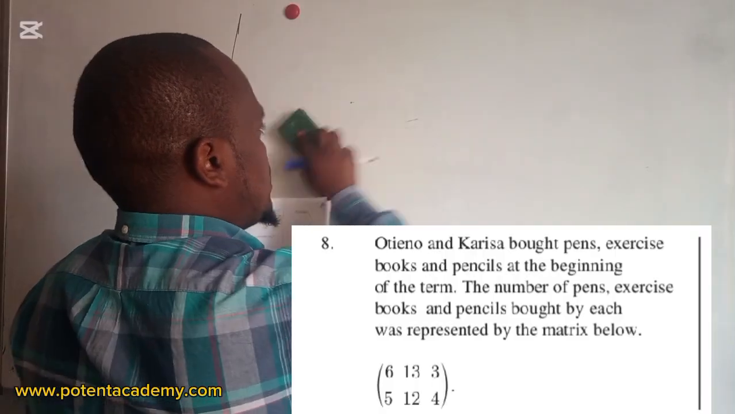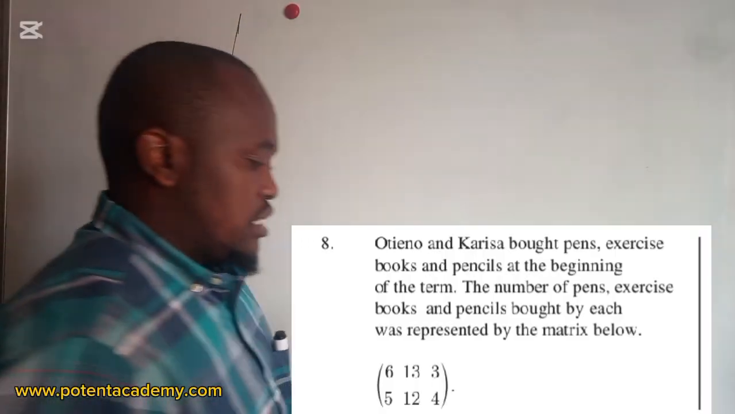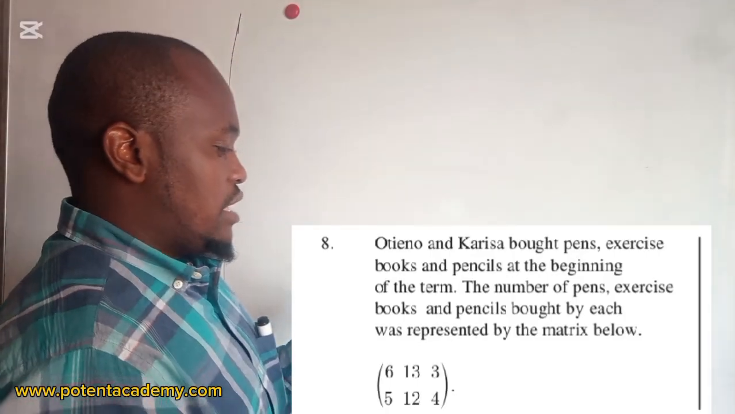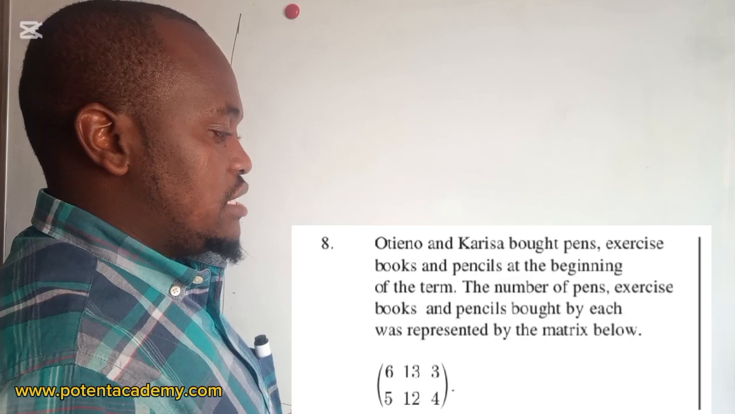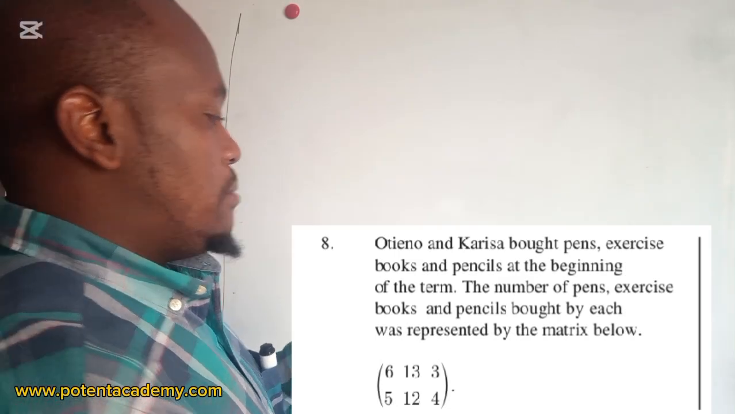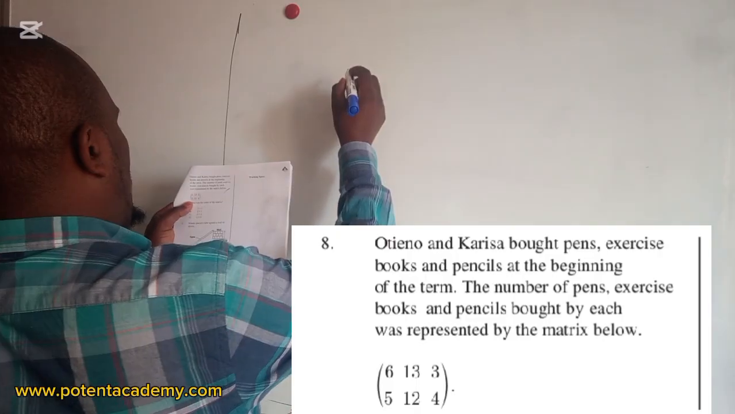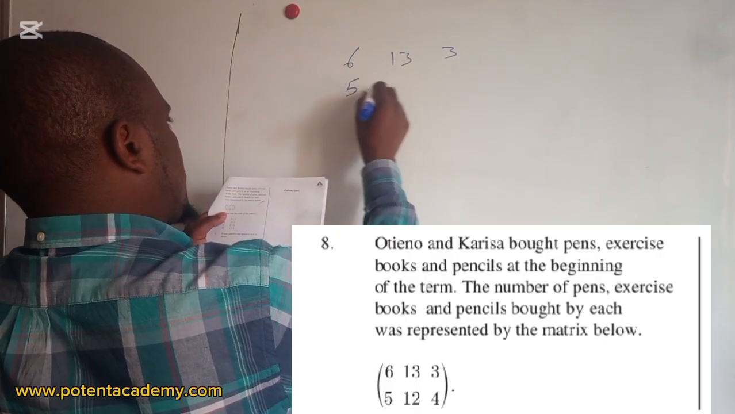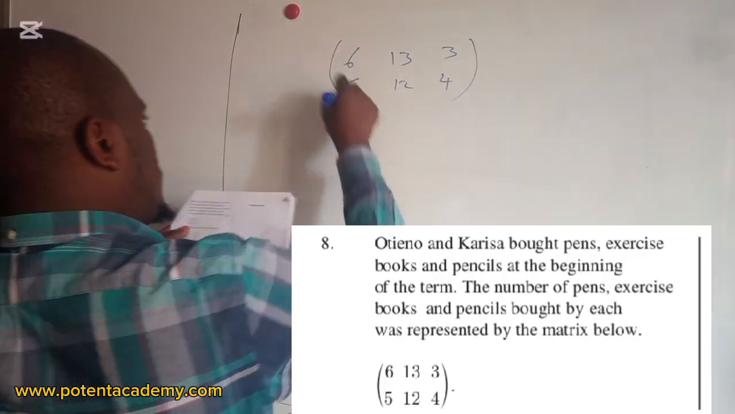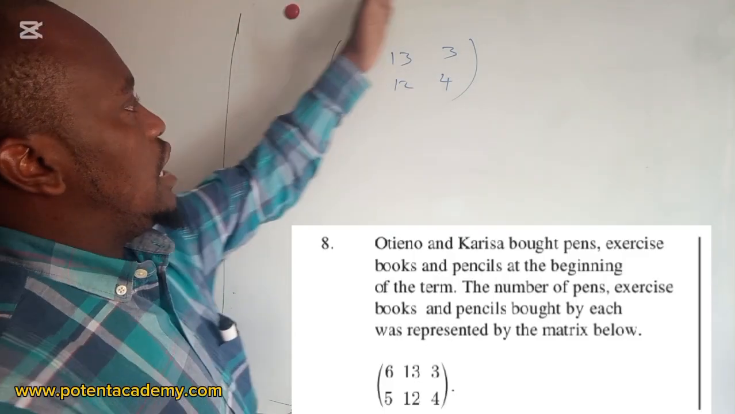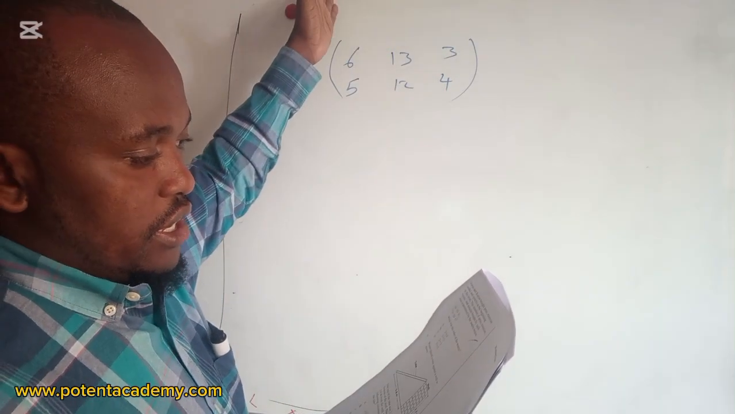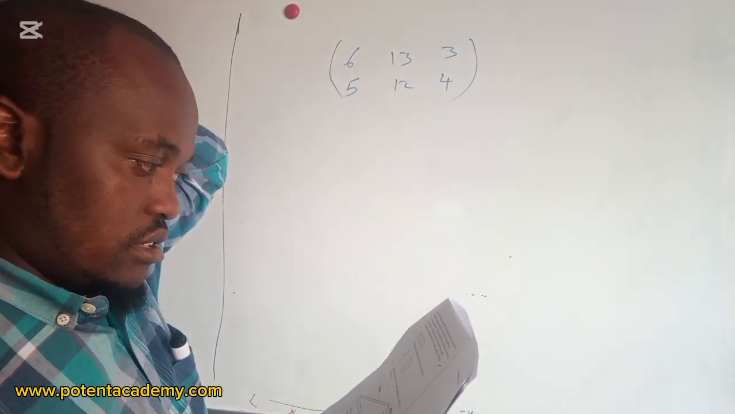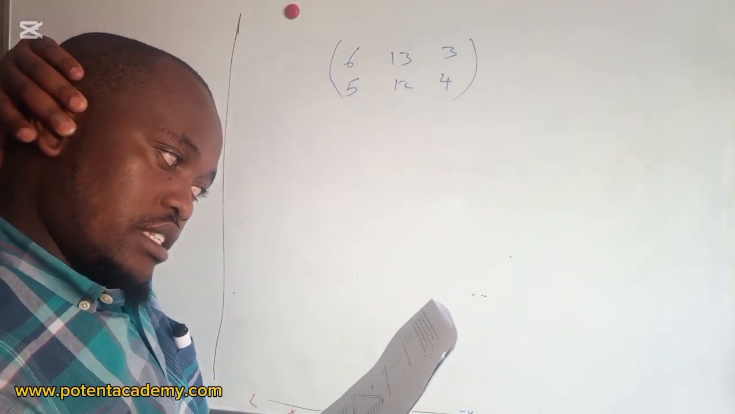You are told that Otieno and Carissa bought pens, exercise books, and pencils at the beginning of the term. The number of pens, exercise books, and pencils bought by each were represented by the matrix. So you have 6, 13, 3, and 5, 12, 4. So these are two people with 3 items. They have bought pens, exercise books, and pencils.